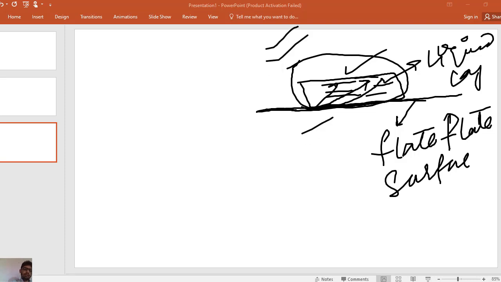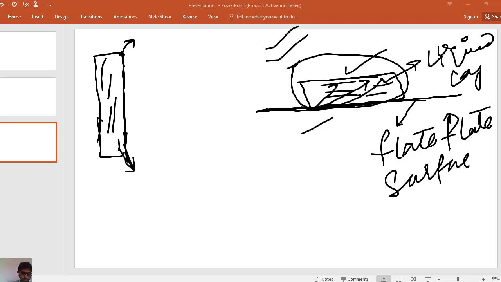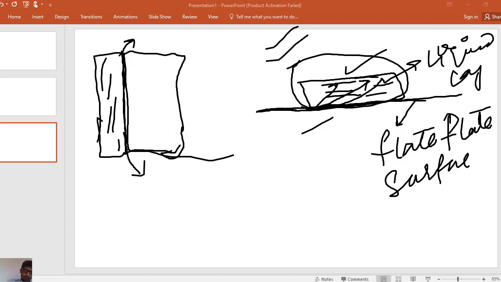Similarly, in the film theory there was a solid stationary layer. This was the interface region, and there was a stationary liquid layer. The thickness of the stationary liquid layer was sigma.